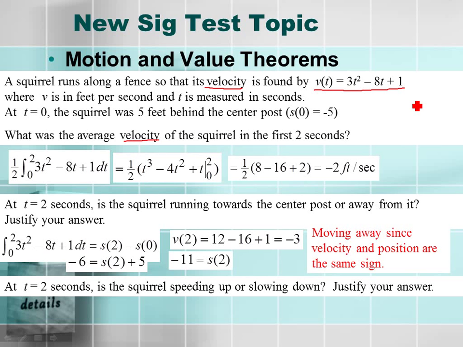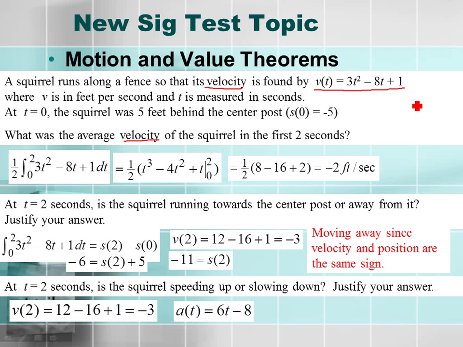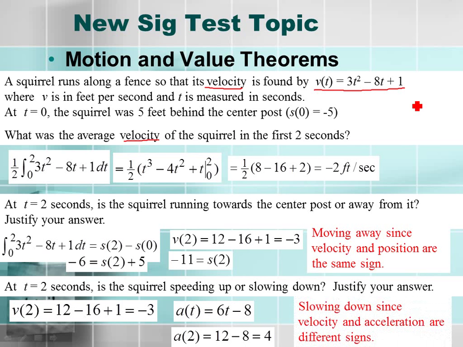So velocity at 2, we already figured out. My velocity at 2 was equal to -3 feet per second. My acceleration is going to be the derivative of the velocity. And when I plug that in, I got +4. Since velocity and acceleration are different signs, I'm slowing down.